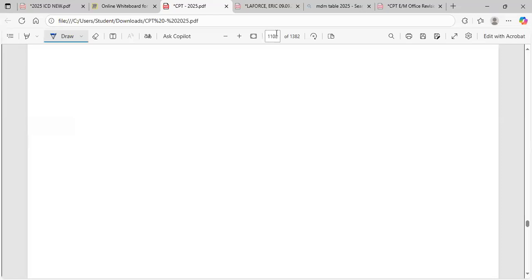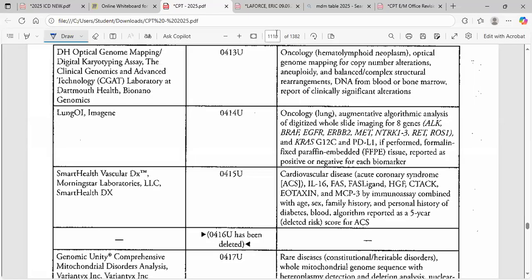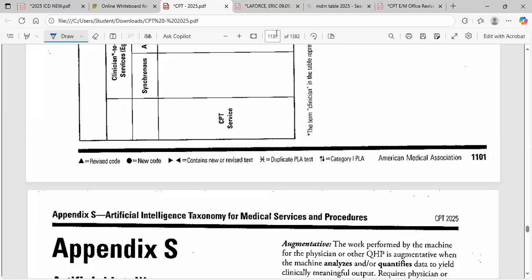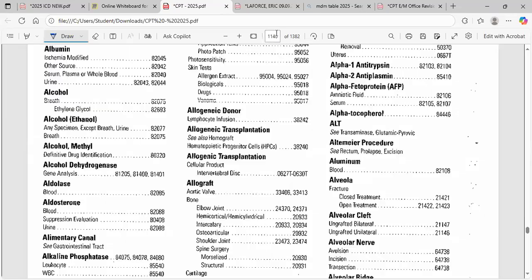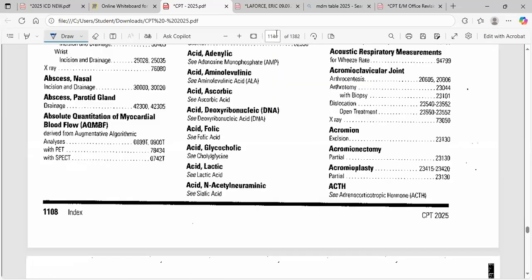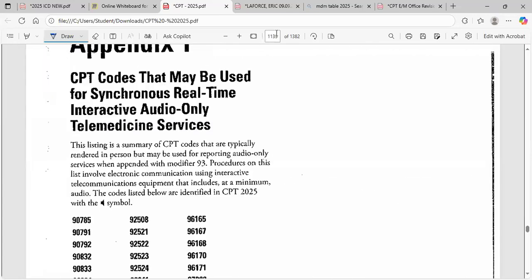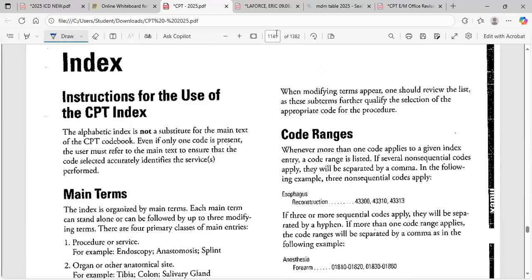To find the code, you have to refer to the index. In the CPT, your index is listed at the end of all the appendices and every code. So first we reach the end of the codes. You can see here, this is the end of all the appendices. This is the last appendix we have in our manual. After the appendix, we have the index. In the index, we have to look for the procedure we are trying to find the code for. We have to refer to that word in the manual for that procedure.